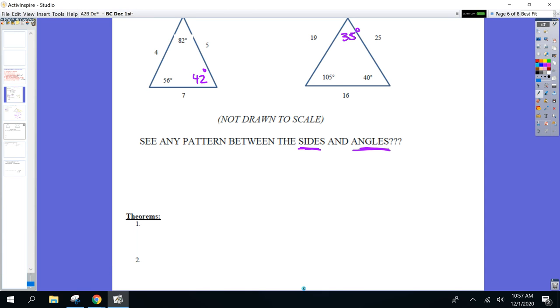Anything else here, guys? I think we learned about these in 7th grade. It's I don't know if it's a theorem, but it's a basic rule where 2 of the sides will add up to be greater than the 3rd side. That is true. That is true.